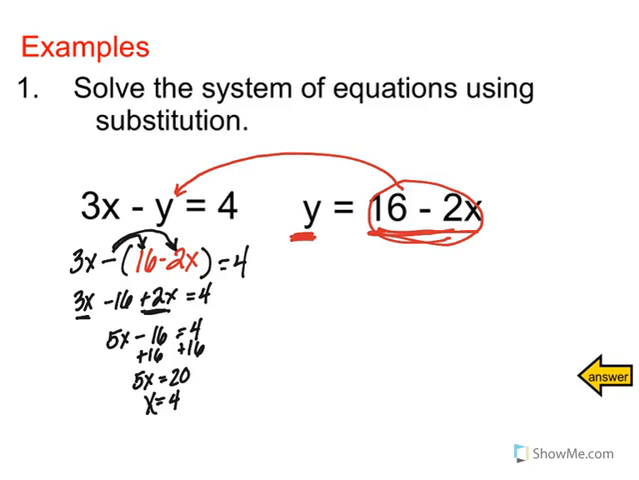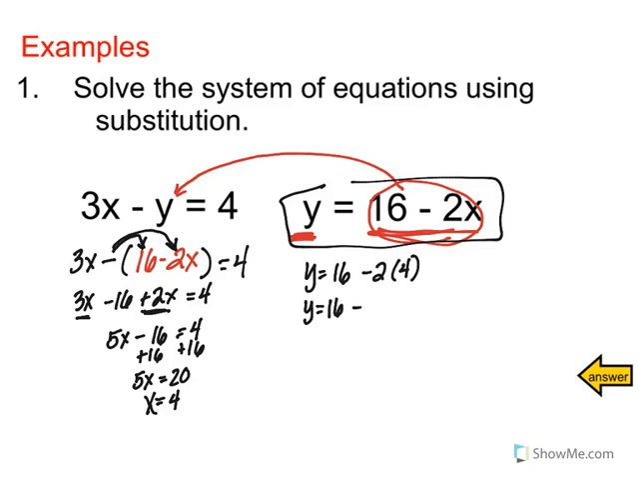So now that I know what x is, I can use x to find y. Remember, you plug it into one of the two original equations. I'm going to plug it into the second equation here, as that one seems a little bit easier for me. So instead of 16 minus 2x, I now know that x is 4, so I can substitute in 4 for x. So y equals 16 minus 2 times 4, or 16 minus 8, and so y is equal to 8. So I know that my x is equal to 4, and my y is equal to 8.